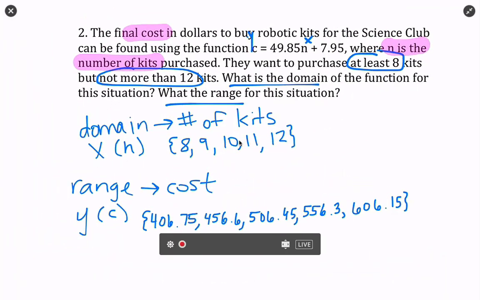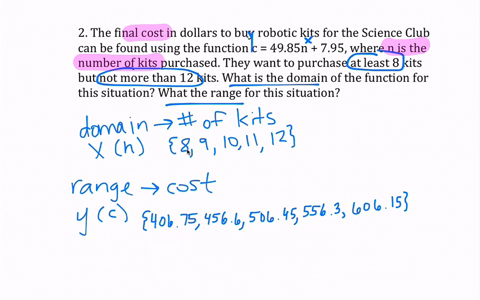So there we have it, our domain, the number of kits that we might buy. Well, we had at least 8, but no more than 12, so I could have bought anywhere from 8 to 12 kits. So that's our domain. Range represents the cost, so then I had to write down the cost if we would have bought each of those numbers of kits.